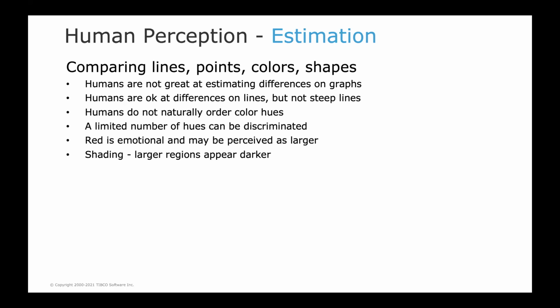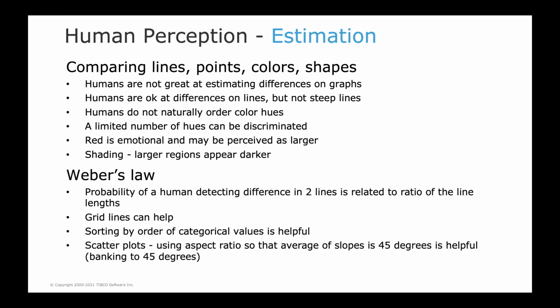And it turns out we're not great at estimating differences on graphs. We're okay if they're lines, but they're not too steep. We're not very good at ordering color hues. It's only a limited number of color hues that we can process. So you've got to be careful about not using too many colors. Red is emotional, can be perceived as larger. Shading, darker regions sometimes, or larger regions appear darker and kind of vice versa.